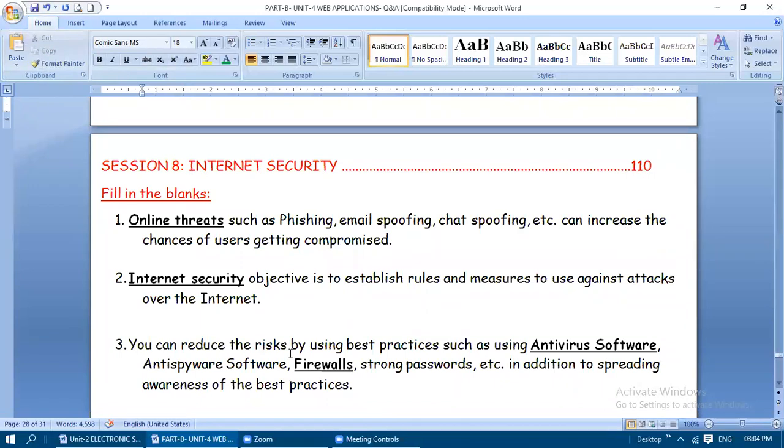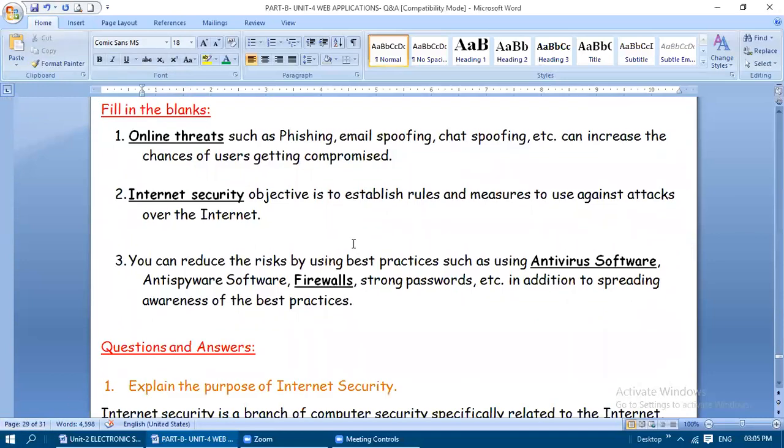Next, last session, that is session 8, internet security. So here we will see 1 mark questions first in internet security. First 1 mark: dash such as phishing, email spoofing, chat spoofing, etc. can increase the chances of users getting compromised. Online threats. Dash objective is to establish rules and measures to use against attacks over the internet. Internet security is the answer only. It is used to establish rules and measures to use against attacks over the internet.